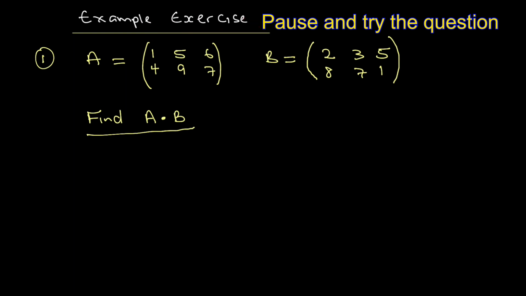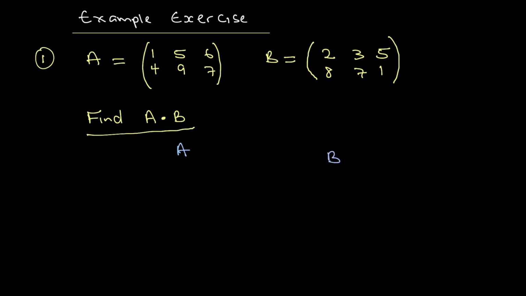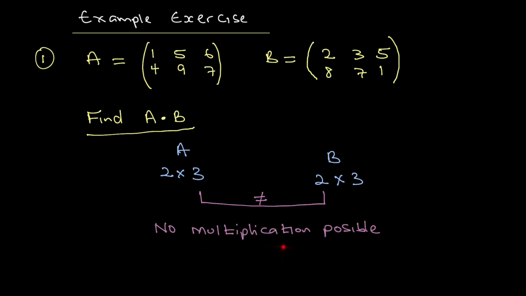Example exercise. Question 1. We need to find the A times B matrix. First of all, for matrices A and B, we need to find their orders. This is 2 by 3, and this order is 2 by 3, which means that the number of columns of A is not equal to the number of rows of B. Therefore, no matrix multiplication is possible.